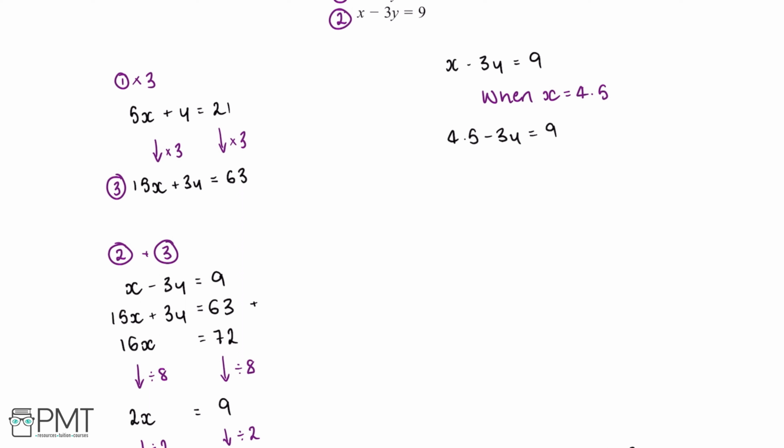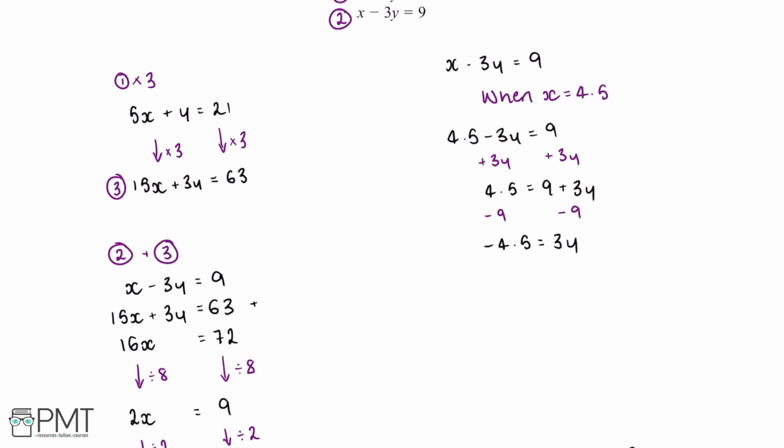So as we did with the x term, we're going to want to rearrange this equation so that we have y on its own on one side of the equation. So first we can add 3y to both sides of this equation. And this gives us 4.5 is equal to 9 plus 3y. Next we can minus 9 from both sides of this equation, which gives us negative 4.5 is equal to 3y.